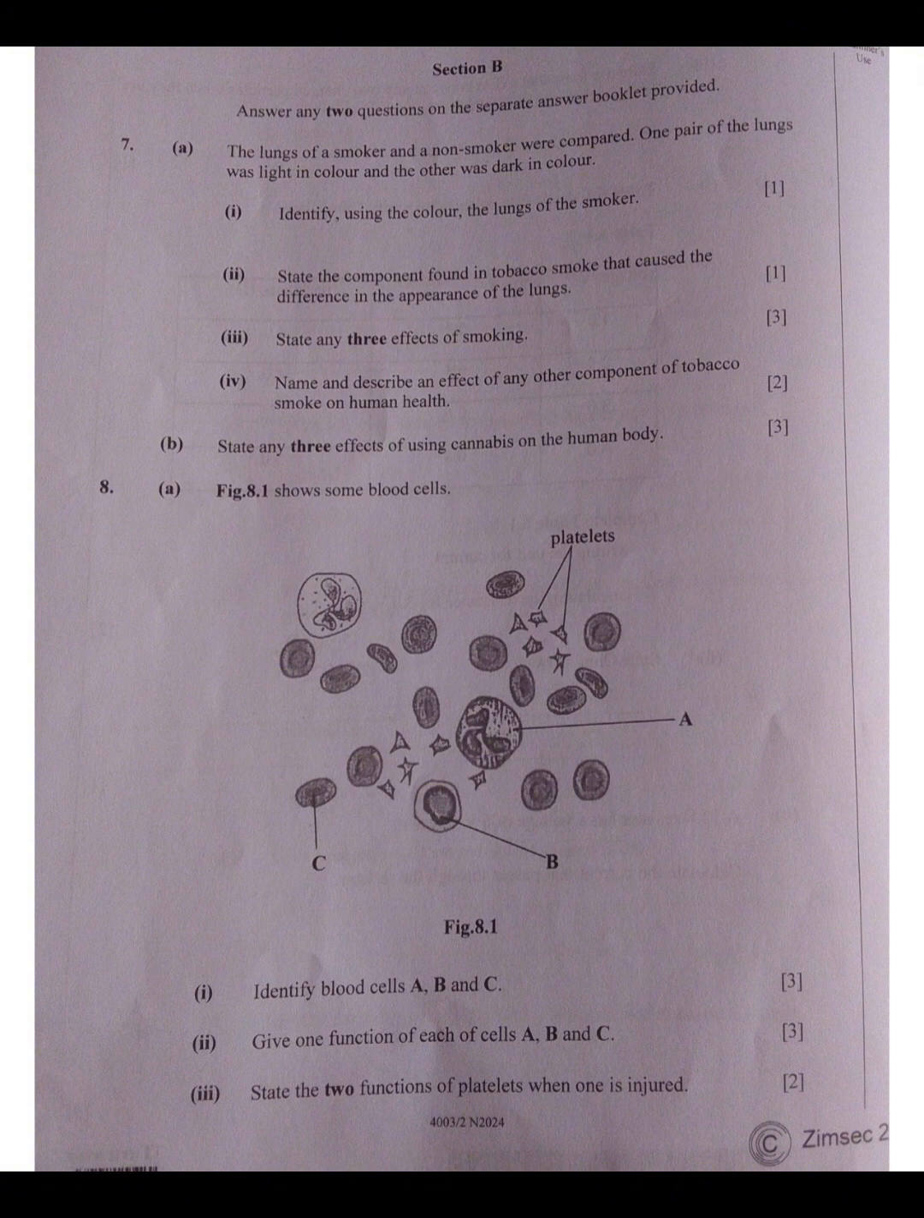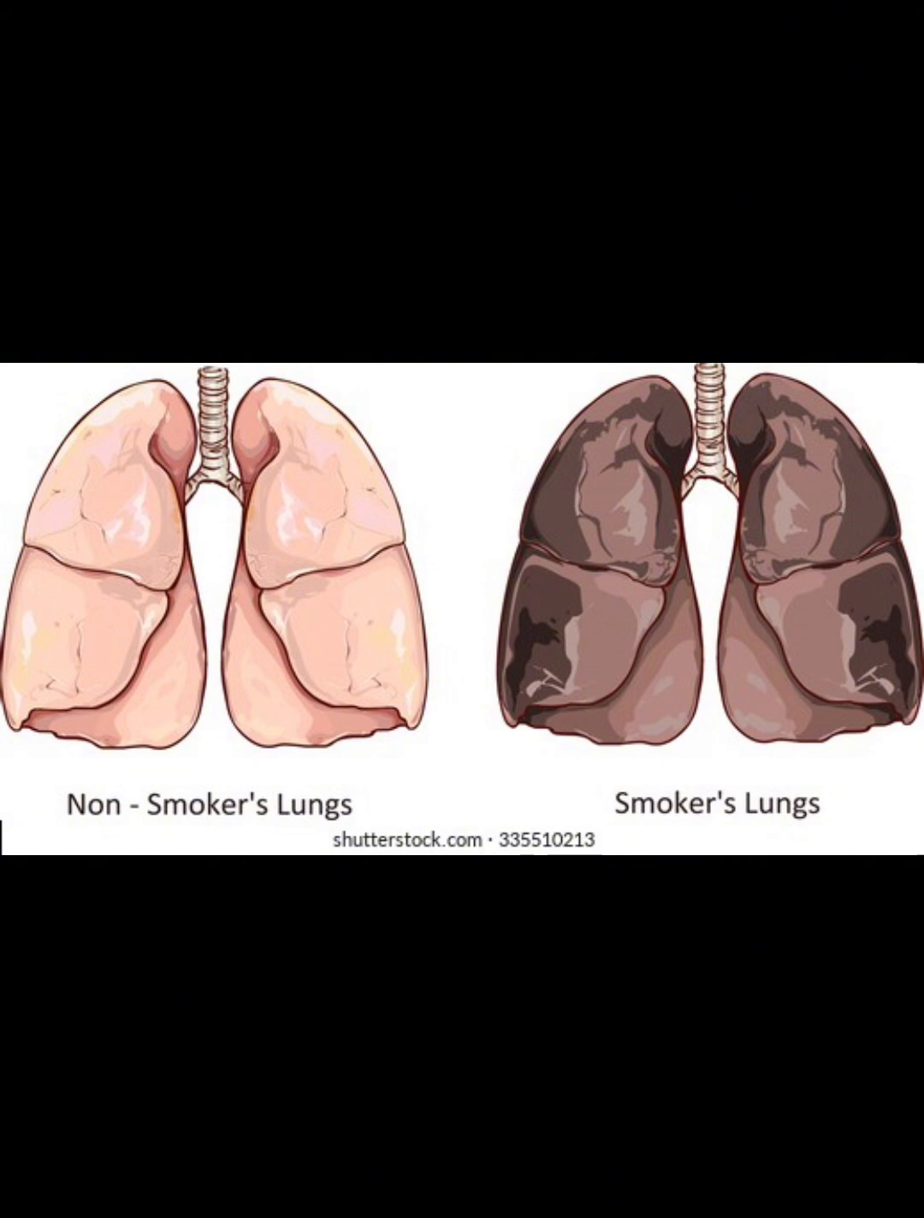So number 7A, the lungs of a smoker and a non-smoker were compared. One pair of the lungs was light in color and the other was dark in color. Identify, using the color, the lungs of the smoker. So the lungs of a smoker are dark in color, often appearing gray or black due to the build-up of tar from the cigarette smoke, whereas a healthy lung is going to be light pink in color.